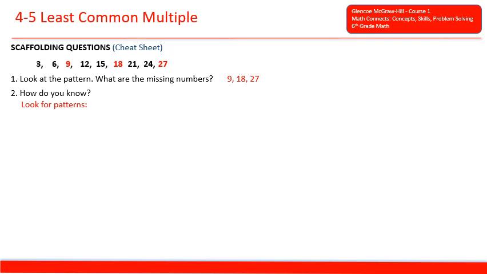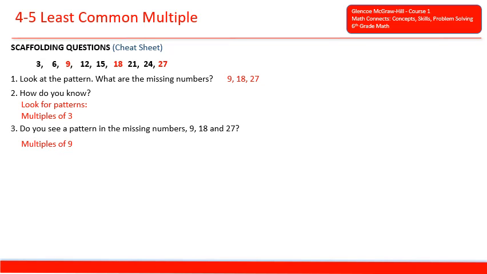And how do you know? So you look for patterns, and we know that those are multiples of 3. Do you see a pattern in the missing numbers 9, 18, and 27? Those are multiples of 9.